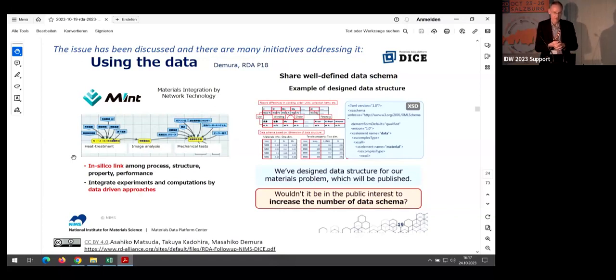This is about activities in Japan, and there are many activities ongoing, but the point I wanted to emphasize from that presentation is about sharing well-defined data schema. There are some examples here, and wouldn't it be nice to have more of those? The other approach there is you have a particular case, and then you develop the schema for that. So it's a bottom-up approach. And we also see more top-down approaches.